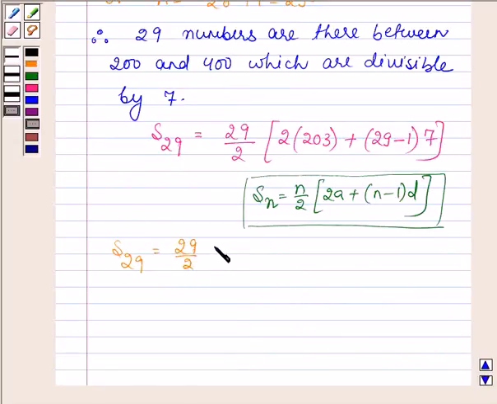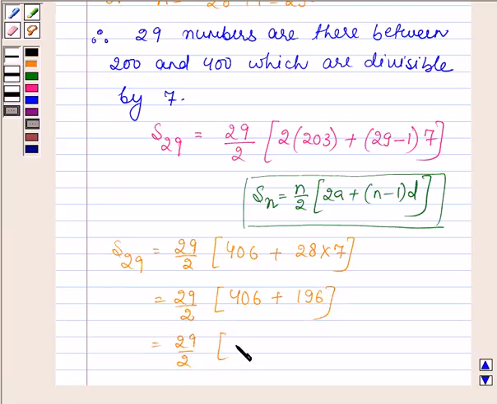29 upon 2, and now simplifying this bracket, we have 406 plus 28 into 7, which is further equal to 29 upon 2 into 406 plus 28 into 7, which is 196. Now adding 406 with 196 gives 602.